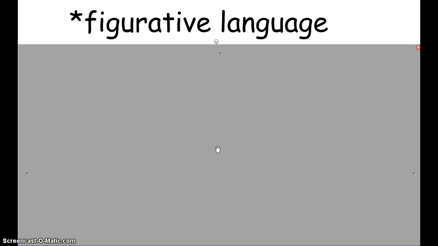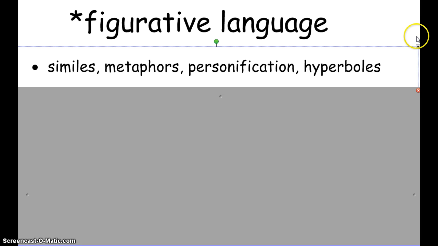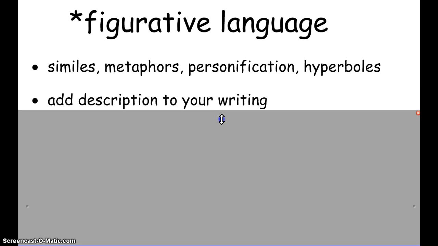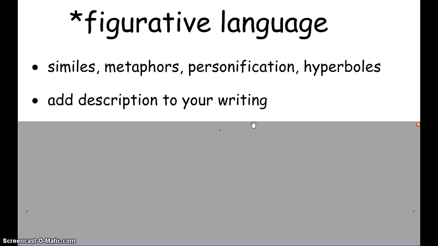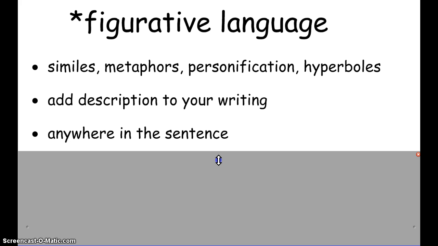The next type of varied sentence, and we're usually looking at them in our writing, but let's talk about how you can incorporate them into your writing. We know what figurative language is: similes, metaphors, personification, and hyperboles, but we can put them into our writing to make it sound a lot more descriptive, and really it makes your writing sound a lot more fun. They can be added anywhere in a sentence. Unlike all of our introductory words and phrases, you don't need to start your sentence with a simile or a metaphor. You can put it in wherever you want to.